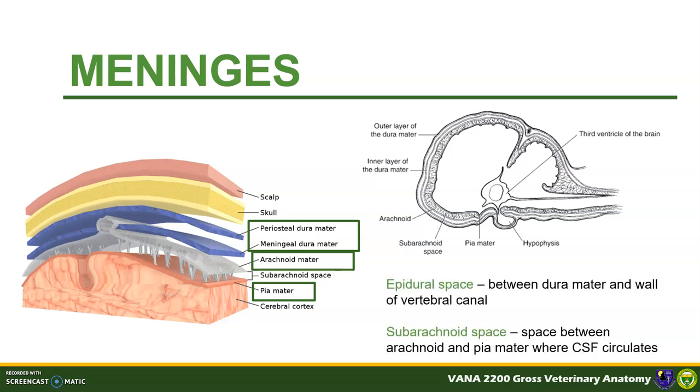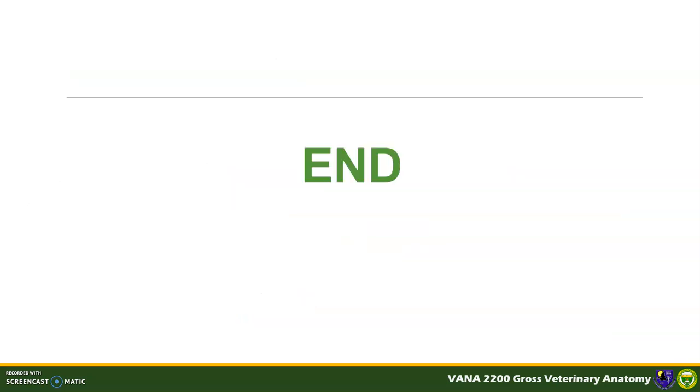The epidural space is the space between the dura mater and the wall of the vertebral canal, while the subarachnoid space is the space between the arachnoid and the pia mater where the cerebrospinal fluid circulates.